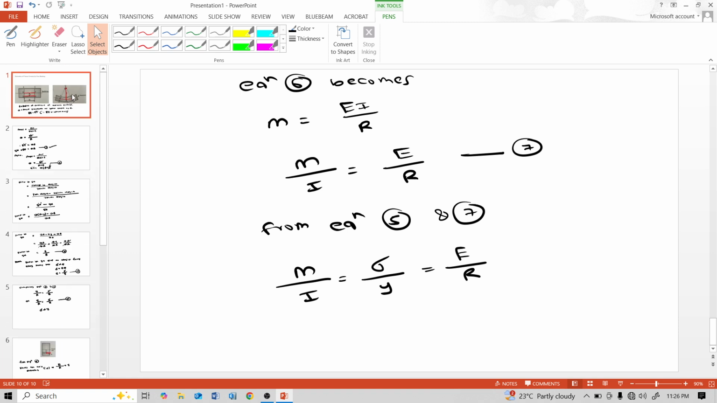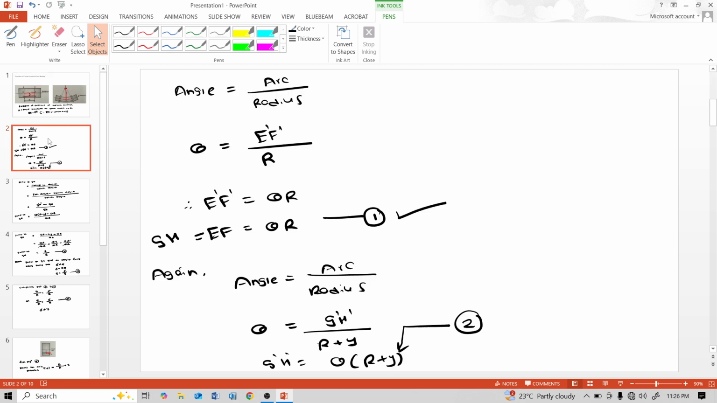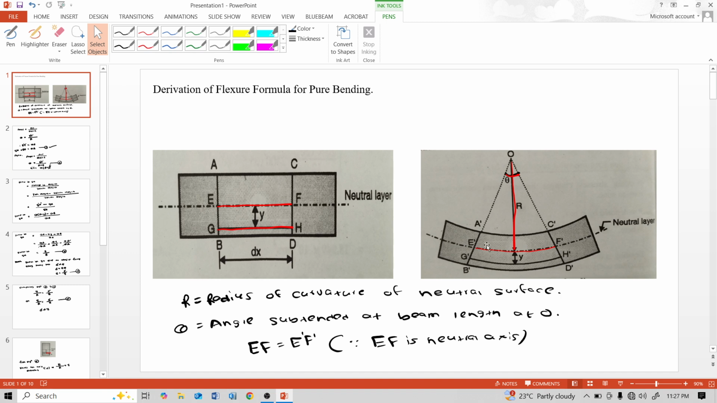Once again, see the steps for solving this derivation of flexure formula for pure bending. First step is to calculate by using this angle equation. Angle is equal to arc upon radius, theta is equal to E dash F dash upon R. Calculate this arc, E dash F dash is equal to theta into R, and this E dash F dash, EF, and GH is equal to theta into R. From this arc equation we calculate EF, GH and E dash F dash.